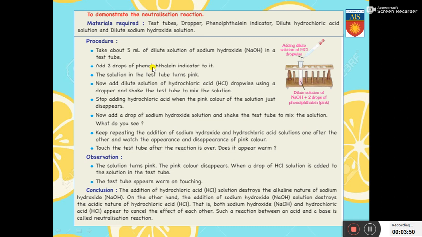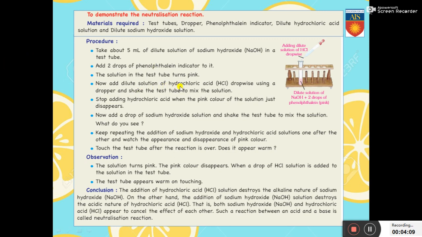First, let's see what is happening here. 5 ml of dilute sodium hydroxide is taken in a test tube, which is basic in nature, and 2 drops of phenolphthalein indicator is added. What happens when base is added to phenolphthalein? When phenolphthalein is added to base, it turns pink. We have learned this in the previous video.